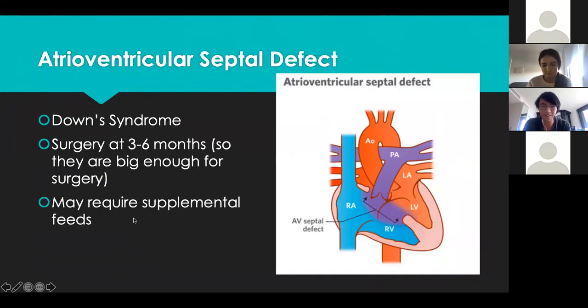Atrial septal defect is very, very buzzwordy in the exams. Just remember basically one thing. If you see Down syndrome on your MCQs, it's probably going to be AVSD, and it's pretty much going to be cured with surgery.